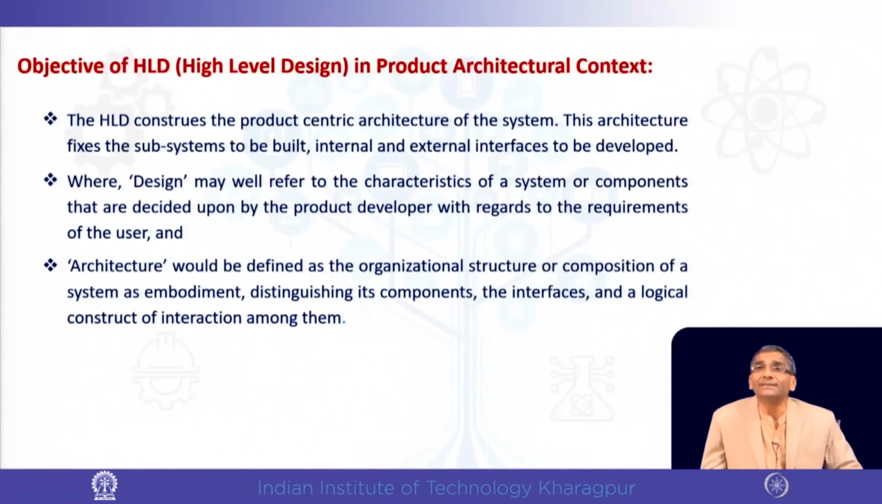Now, we will enter in the domain of HLD to be more closer to the architecture of a product. The HLD constitutes the product centric architecture of the system. This architecture fixes the subsystems to be built. So once we decide which kind of car or what will be developed, then the subsystems accordingly will be developed. If we choose to develop a conventional car with IC engine, the components will be petrol or diesel engine. If we choose to do an electric vehicle, then it would be an electric powertrain with battery.